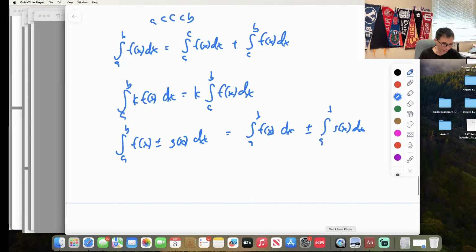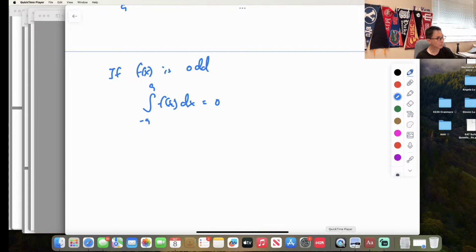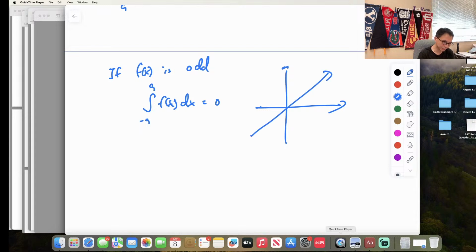So if the function is odd, then the integration from negative a to a of f of x is equal to what? 0. Does that make sense? Think about a function like this, a straight line. That's an odd function, by the way. y equals x. This area and this area will offset each other and become 0. That's the same for all odd functions. Very, very important.